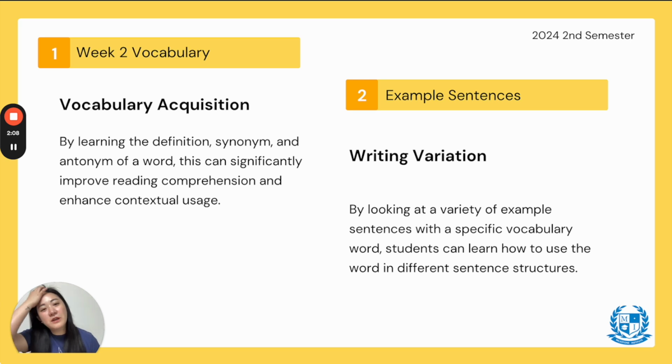Next, we'll be going over extra example sentences, and this will help with writing variation. By looking at a variety of example sentences with a specific vocabulary word, students can learn how to use the word in different sentence structures.